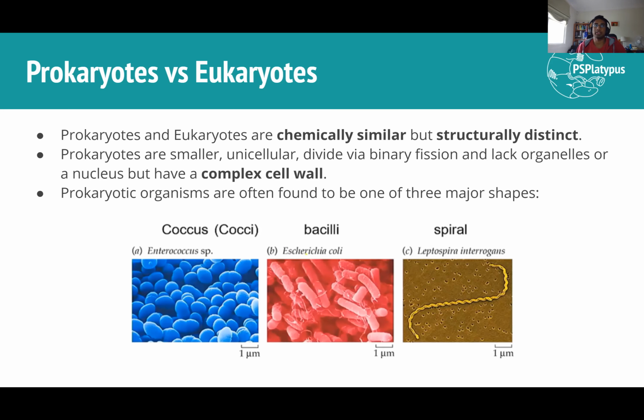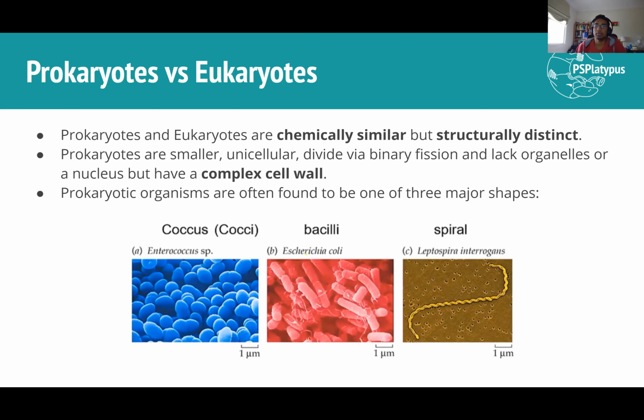Now, the difference is, of course, prokaryotes are smaller. They can only be unicellular, whereas eukaryotes can be unicellular or multicellular. Prokaryotes divide by binary fission, eukaryotes by mitosis, and prokaryotes don't have organelles or a nucleus. Now, what they do have that eukaryotes don't is peptidoglycan, a very complex cell wall, which we're going to talk a bit more about in just a second. That's actually going to be quite important because it's going to be how we target bacteria, because that's a unique feature of bacteria and prokaryotes in general.